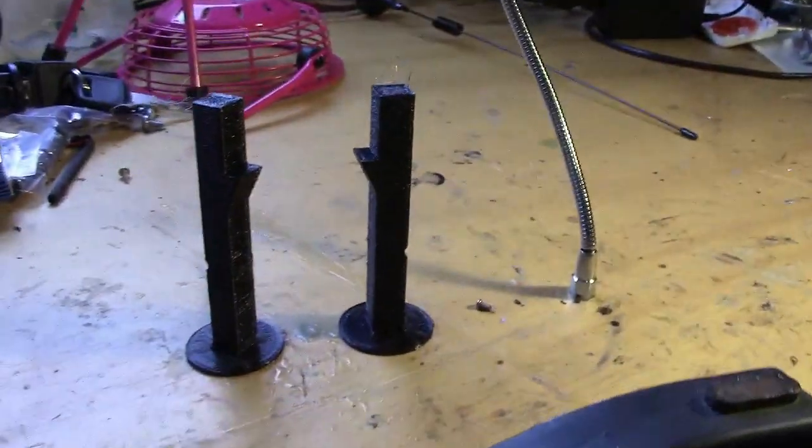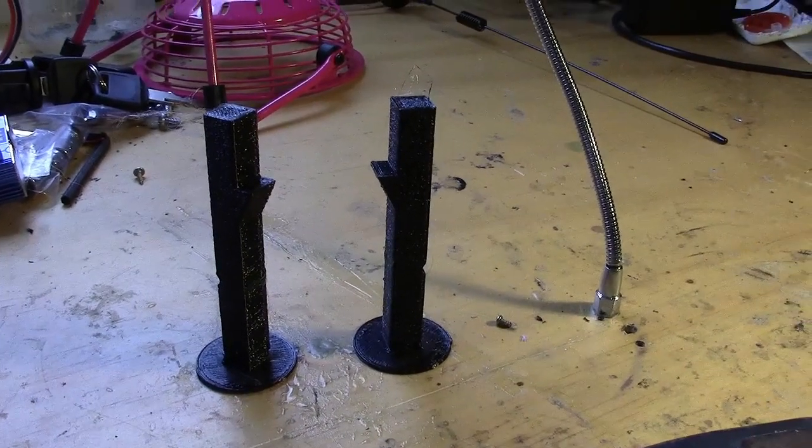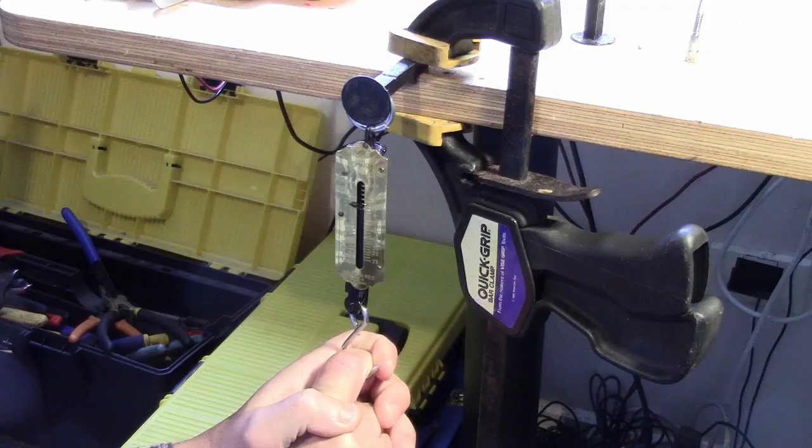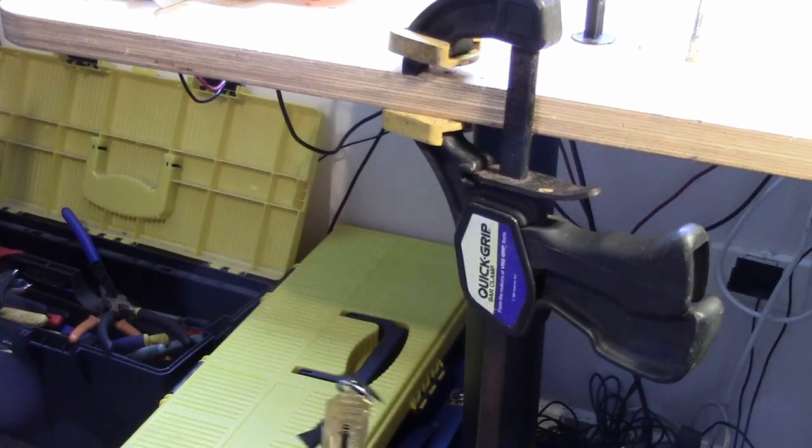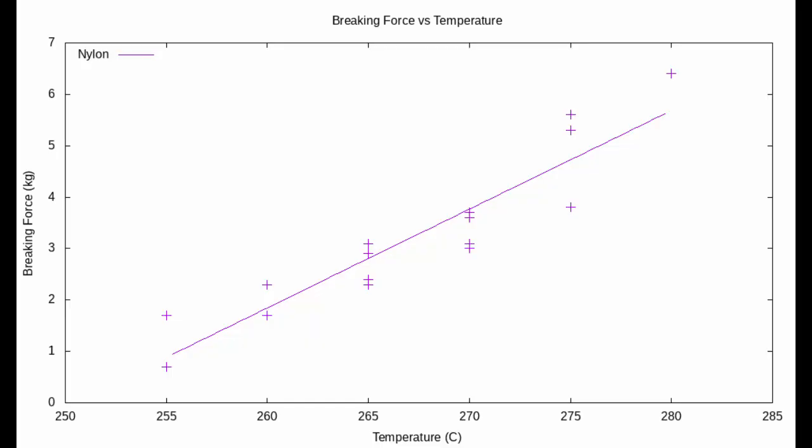To measure that, I designed these simple cantilevers, printed them at a whole range of temperatures, and then went about measuring how much force I had to apply to break the part. Looking at the data, you can see that there is a really strong dependence of the strength of the print on the extruder temperature. However, as the temperature gets too hot, you start to get a lot of stringing and problems with definition of the detail. So I've settled on around 270 degrees for my prints.